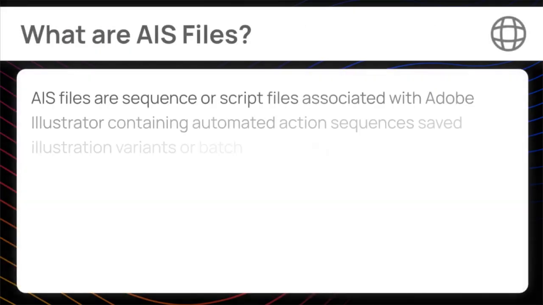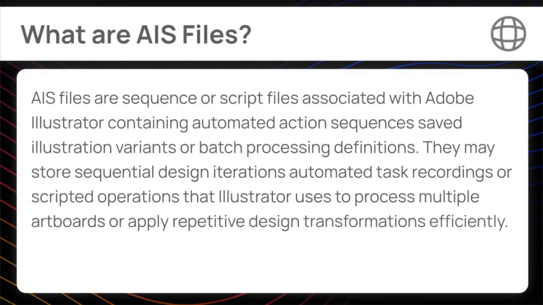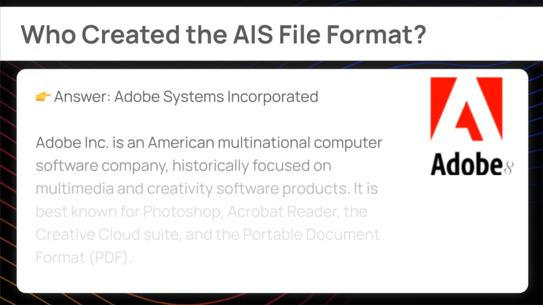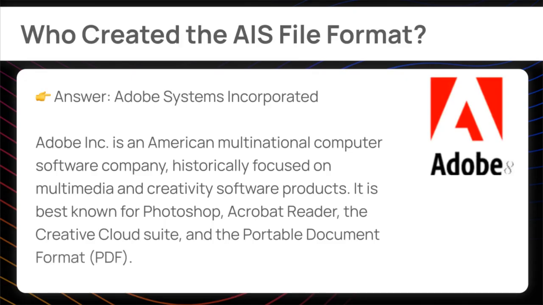AIS files are sequence or script files associated with Adobe Illustrator containing automated action sequences, saved illustration variants, or batch processing definitions. They may store sequential design iterations, automated task recordings, or scripted operations that Illustrator uses to process multiple artboards or apply repetitive design transformations efficiently.